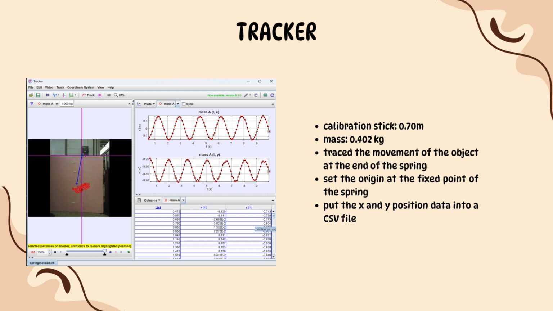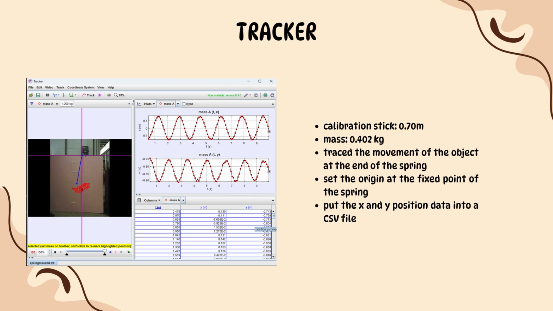On the left is a screenshot of what the Tracker setup was. The blue line depicts the calibration stick, which I set to 0.7 meters, which was the length of the spring right before the person let go. The mass was 0.402 kilograms, which was given to us. I traced the movement of the object, and you can see all those little red dots. Then I set the origin for the axes at the fixed point of the spring at the top.